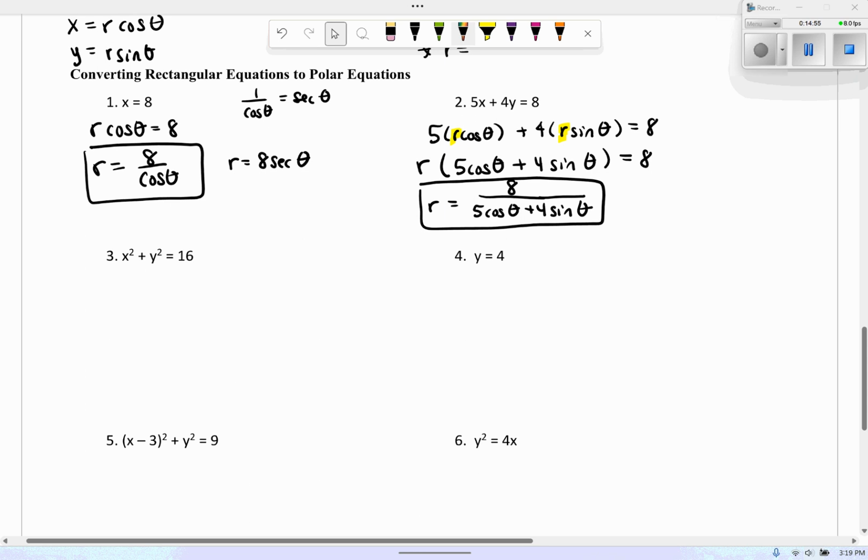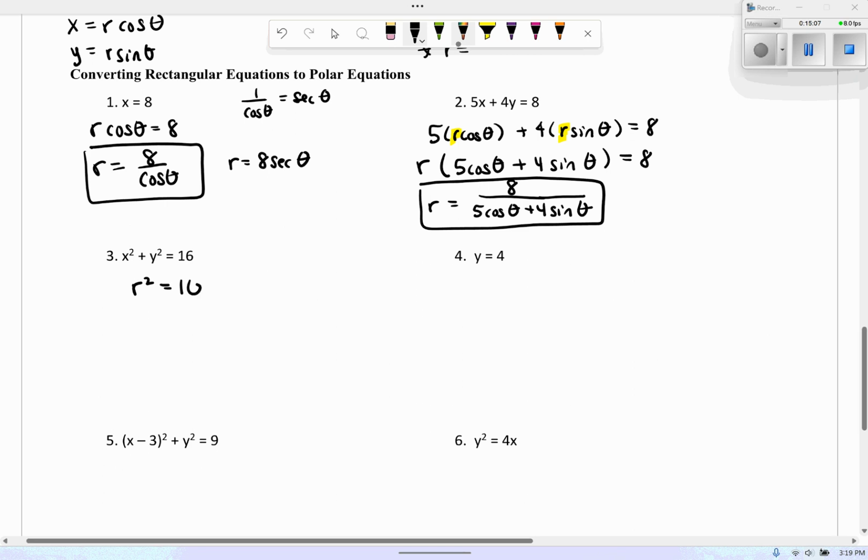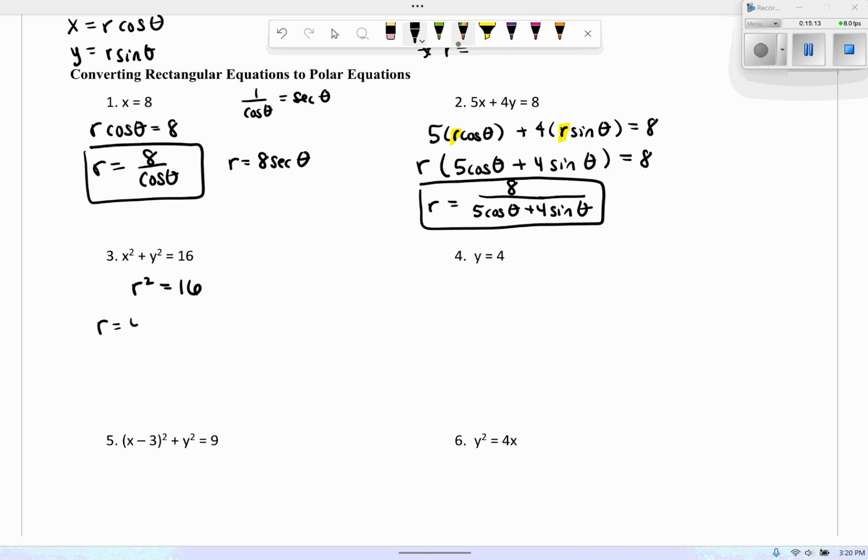Looking at the next one, we have x squared plus y squared equals 16. So we know this is the equation of a circle. So for this one, x squared plus y squared we know is equal to r squared. And remember, we're trying to solve for r. So when we take the square root of both sides, we get r is equal to 4, or you could use r equals -4, either or.